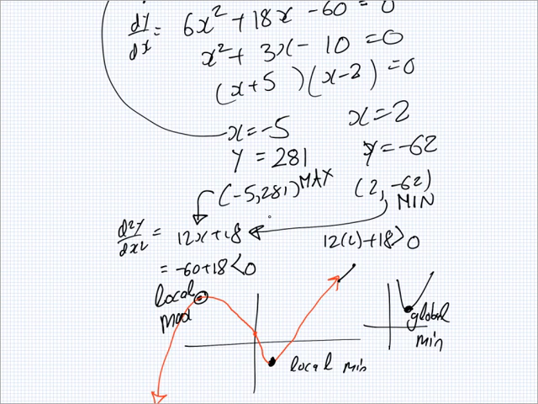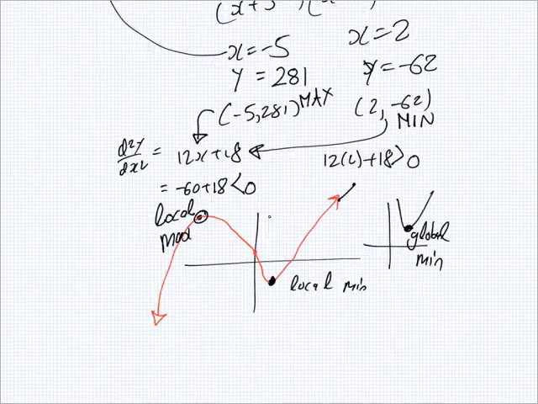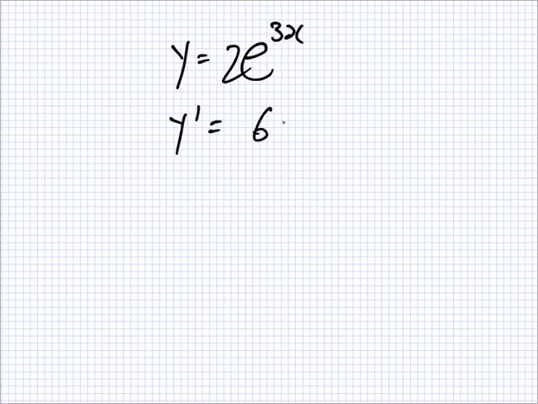Let's do another one here. Can we do an exponential function? An exponential second derivative? Yeah. Well, if you just had something like y equals 2e^(3x), what's the first derivative here? 6e^(3x). Now, does this graph have any turning points? No, because this cannot be equal to 0.